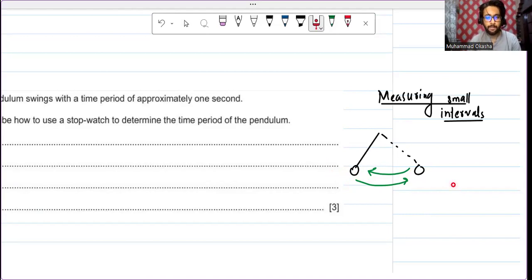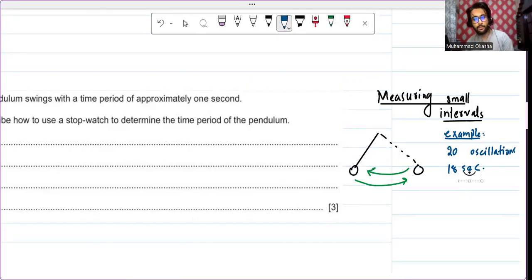more than one reading, and we divide the bigger number by the number of readings. For example, I would do 20 oscillations. This is an example, do not write this in the exam. For example, you do 20 oscillations, and the time for 20 oscillations is 18 seconds, right? This is the time for 20 oscillations, not one oscillation.